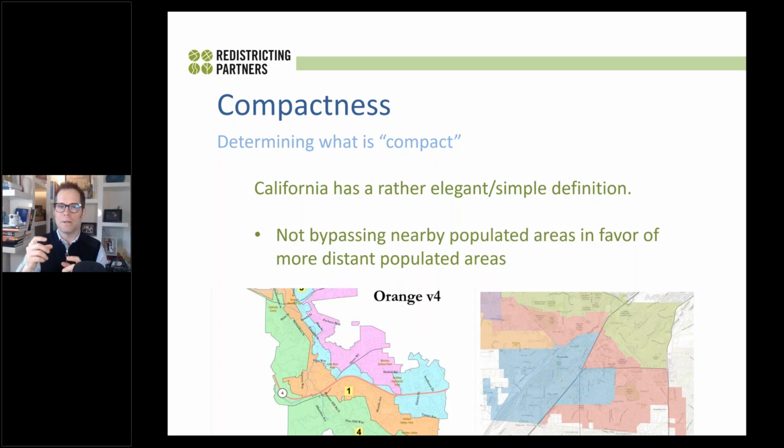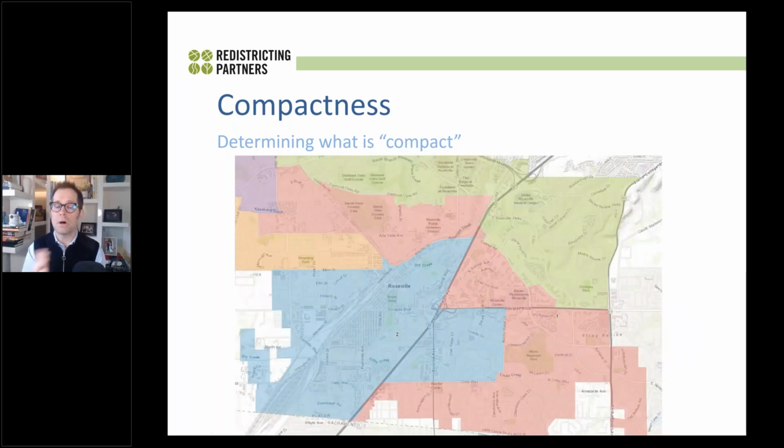So it takes a second for that to settle in, to think about it. I'm going to show some examples that I think really illustrate it, but you don't want to bypass a nearby population to go get another far away population. So here's a couple examples of how that looks. And in fact, these examples were being looked at when the legislation, the Fair Maps Act, was drawn, and when this definition became the primary definition for compactness in California.